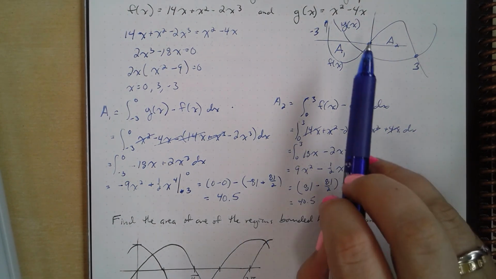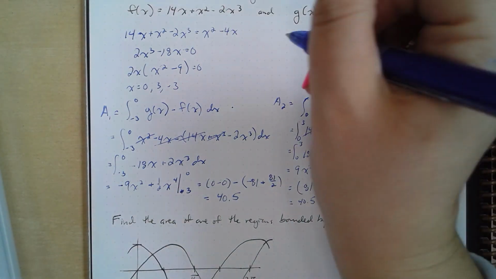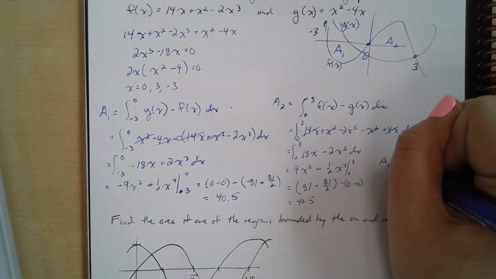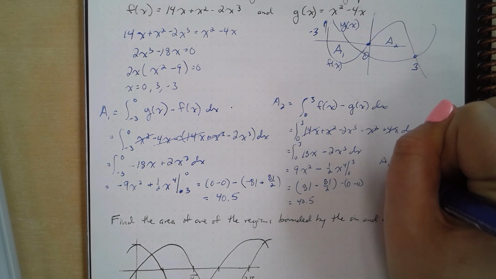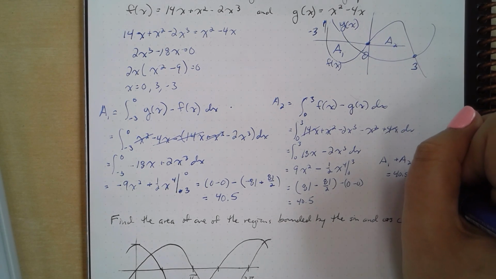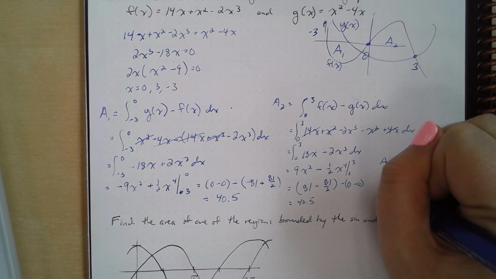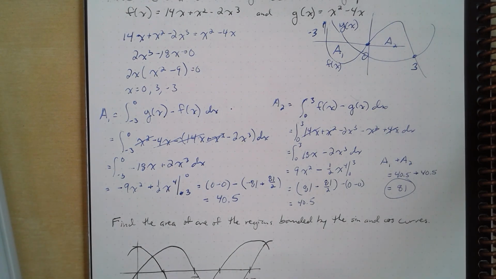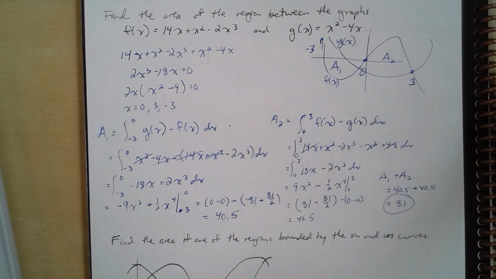So now, what's the total area here? Well, our total area is A sub 1 plus A sub 2, which equals 40.5 plus 40.5, which just equals 81. Okay? So the area between these two curves was equal to 81. All right, pause for a second here.